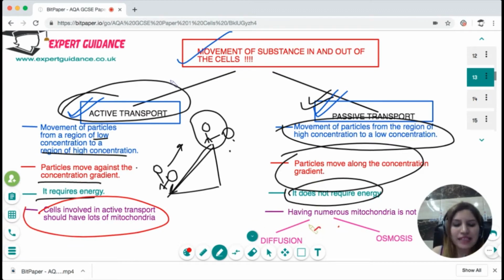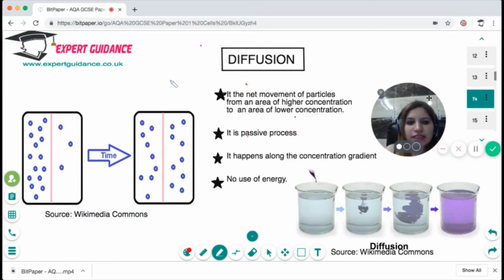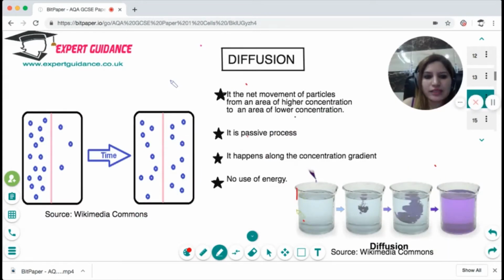And passive transport is of two types: diffusion and osmosis. Now, let us see what diffusion is and what osmosis is. If you see this diagram here, this was a container of water and a drop of ink, which was purple in color, was dropped. This ink started to spread out, and it spread out evenly until the particles of the ink were evenly distributed in the water.